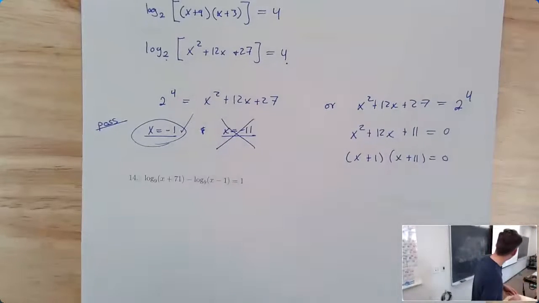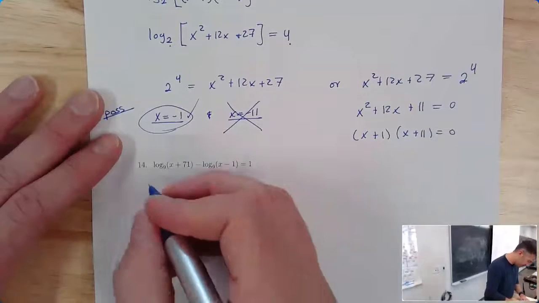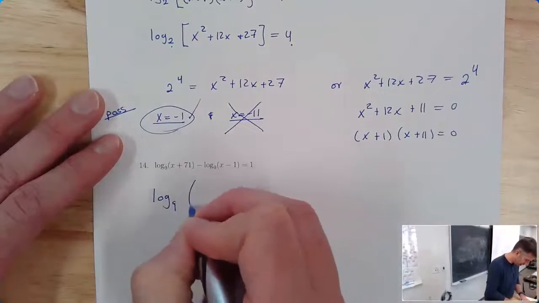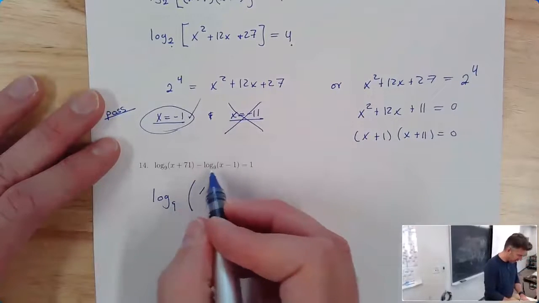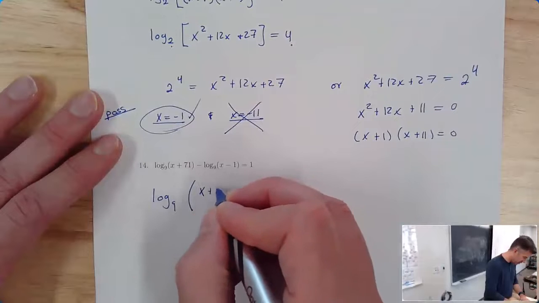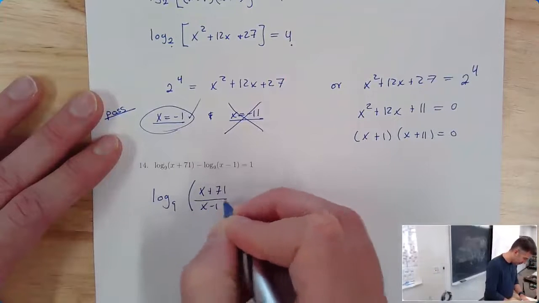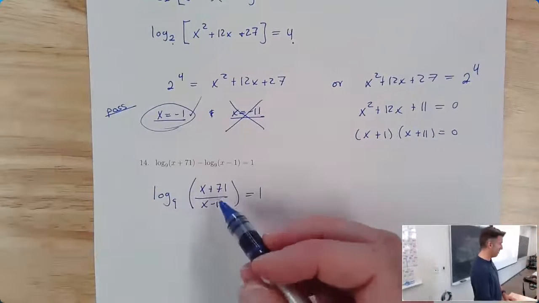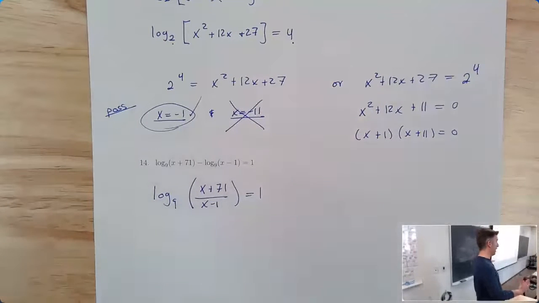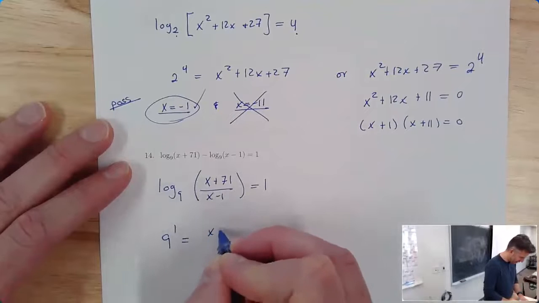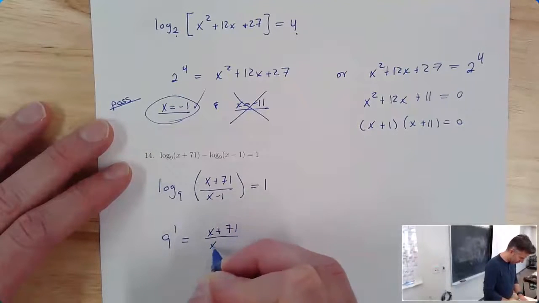This next one. There's some big numbers there. I feel like I might have made a mistake when I wrote this one last time, but we'll see. So log base 9 of, so here we're subtracting. So it's not x plus 71 times x minus 1. It's x plus 71 divided by x minus 1, equal to 1. I can't simplify that inside, but there's no multiplying it out. There's no dividing it out. I'm just going to rewrite it as 9 to the 1st power equals x plus 71 over x minus 1.